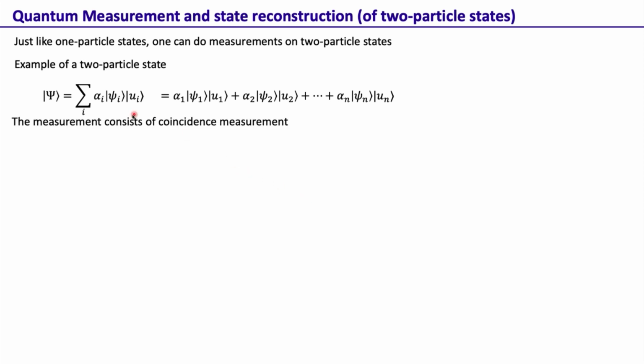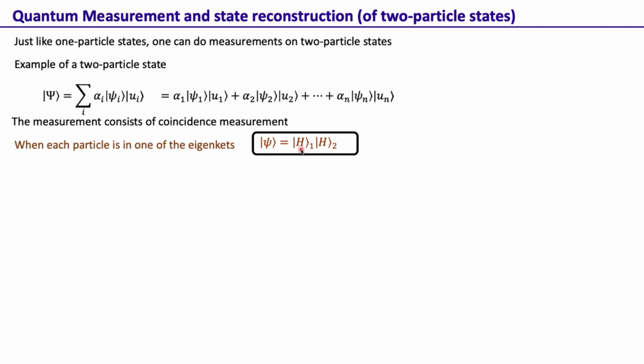Okay, so when we are talking about the measurement in the context of two particle state, we refer to coincidence measurement, because we have to measure both the particles, and that is through coincidence measurement. Now when each particle is in one of its eigenkets, for example, if psi is just h1 h2, that means first particle is horizontally polarized, second particle is horizontally polarized. That means only one term is in this superposition. In this case, if you want to reconstruct the state, how many measurements do we need? We just need one measurement.